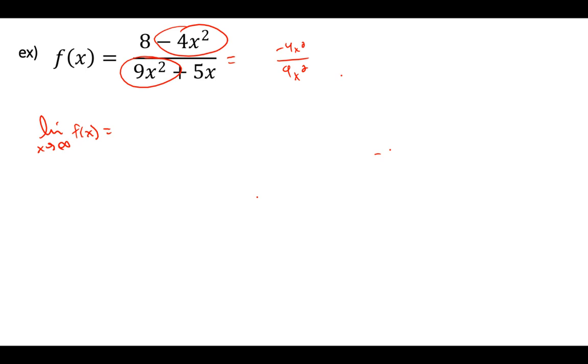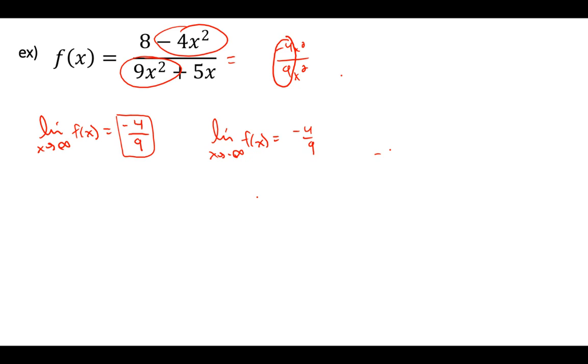compare the biggest powers there. They're the same, so our rule is if they're the same, we take the ratio of the leading coefficients. Well, the leading coefficients here are -4 and 9. So this is just going to be -4 over 9. Same with the limit as it goes to negative infinity. It's going to be the exact same thing, -4/9.